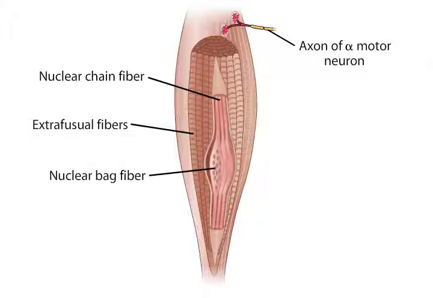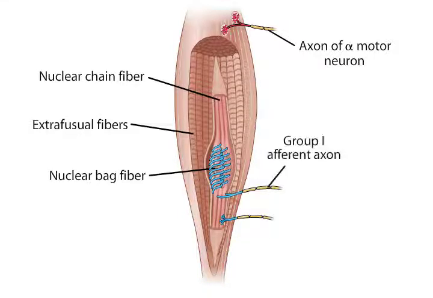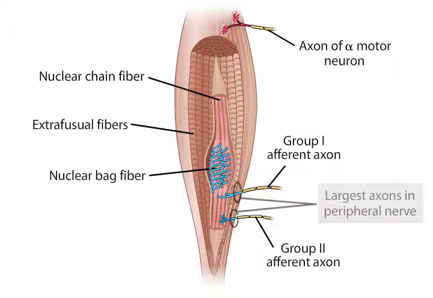Large diameter sensory axons, group 1A and group 2 afferents, are coiled around the intrafusal fibers. These afferents are the largest axons in peripheral nerves. Because action potential conduction velocity is a direct function of axon diameter, these fibers mediate very rapid reflex adjustments when the muscle is stretched.